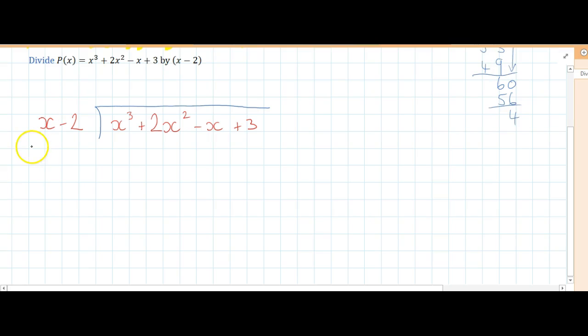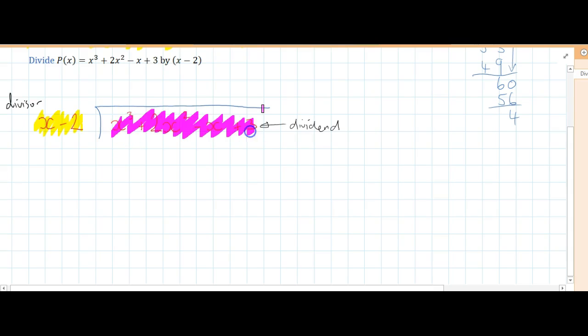Just a few things to note, some naming conventions. This is called the divisor. This bit here is called the dividend, that's the bit that we're dividing. Now the result, which is going to come up on the top here, just like in the one we did before, is going to be called the quotient, which is the result of a division problem.